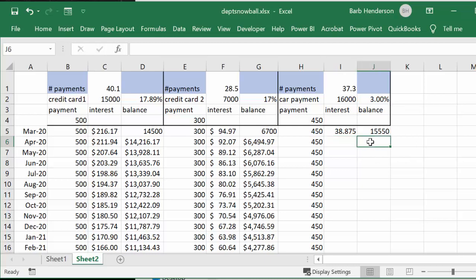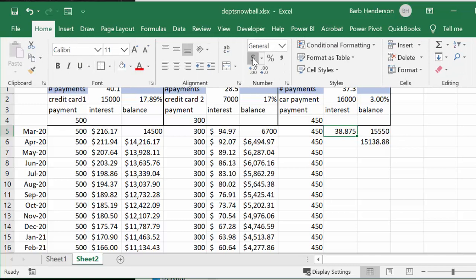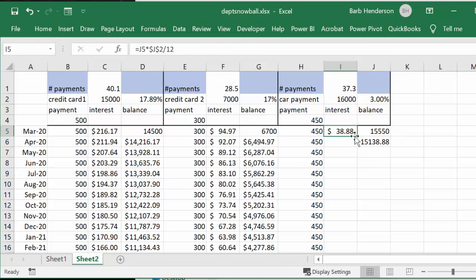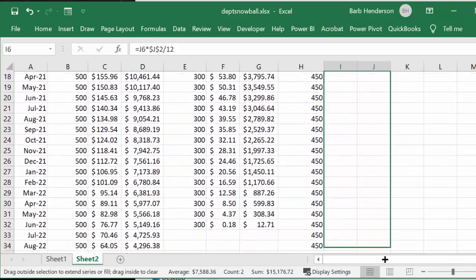And so then his next month's balance is going to be equal to this balance from last month plus the interest minus the payment. Okay, so now why don't we make this one more time? Let's make this a dollar sign so that we have the right decimal places in the right places. Okay, now, why don't I drag this down here, and then we're going to drag both of these down for a long time till the car's paid off.